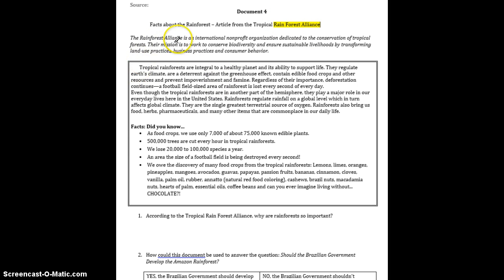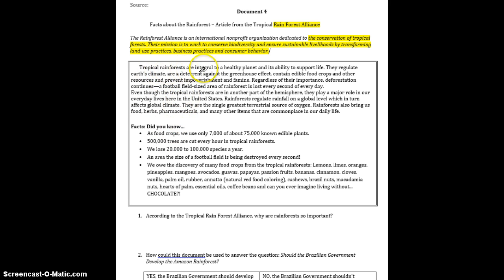The Rainforest Alliance is an international nonprofit organization dedicated to the conservation of tropical rainforests. Let's highlight that. Their mission is to conserve biodiversity and ensure sustainable livelihoods by transforming land use practices, business practices, and consumer behaviors. So this is their mission statement. Again, we know that there's going to be a bias when we're reading this. We have to keep that in mind and still use this in a proper way.